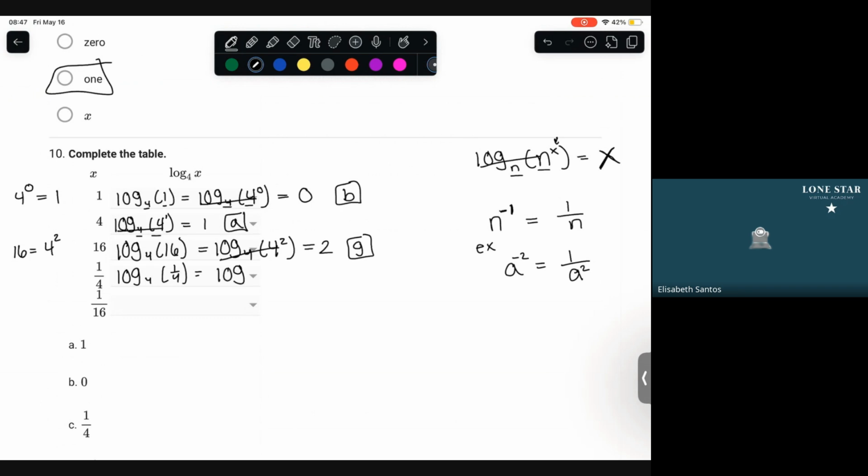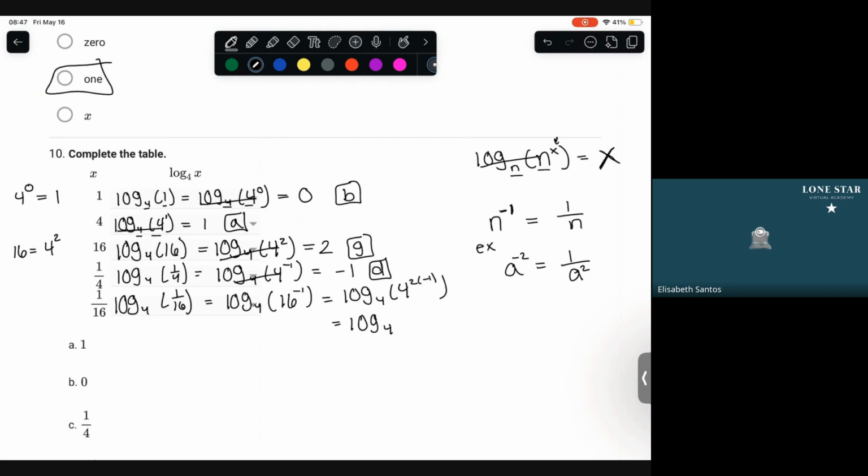So we're going to make this log base 4 of 4 to the negative 1. Those cancel, so we're left with negative 1, which is D. Then we do the same thing here. This becomes log 4 of 16 to the negative 1. What do we know about 16? 4 squared. So log base 4 of 4 squared, and then we multiply that by negative 1, which gives us log base 4 of 4 to the negative 2. Those cancel. That equals negative 2, which is letter E. Nice.